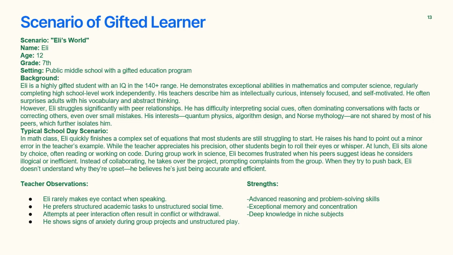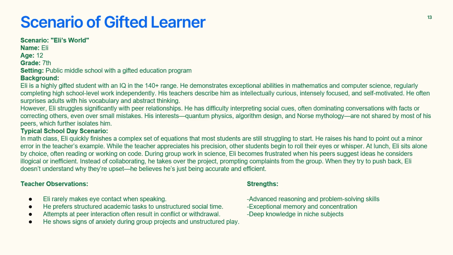Eli is a highly gifted student with an IQ in the range of 140. He is demonstrating exceptional abilities in mathematics and computer science. He regularly is completing high school level work independently. His teachers describe him as intellectually curious, intensely focused, and self-motivated. He often surprises adults with his vocabulary and abstract thinking.